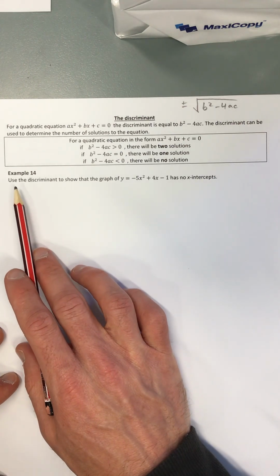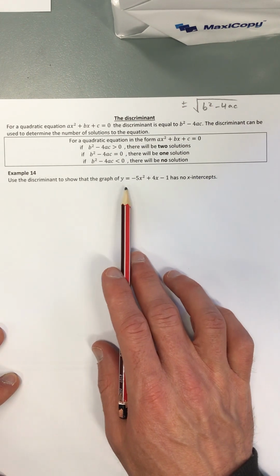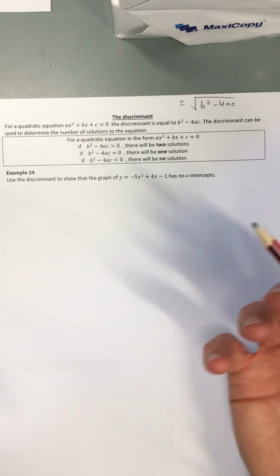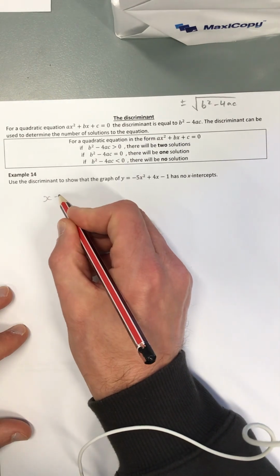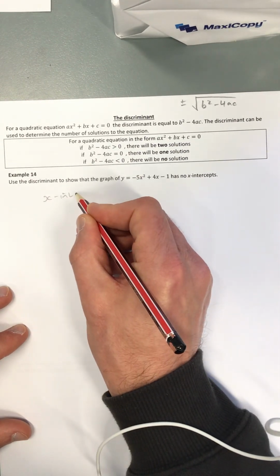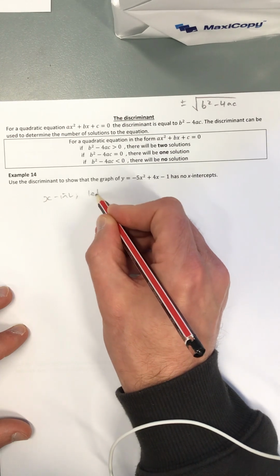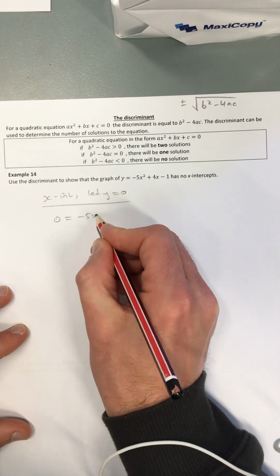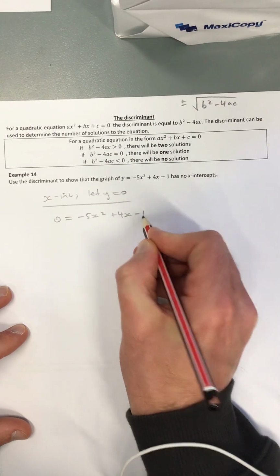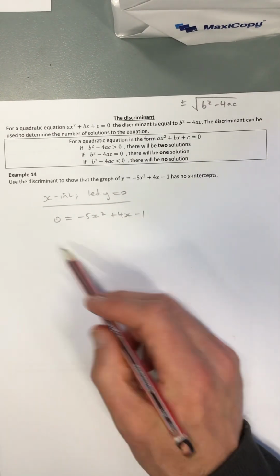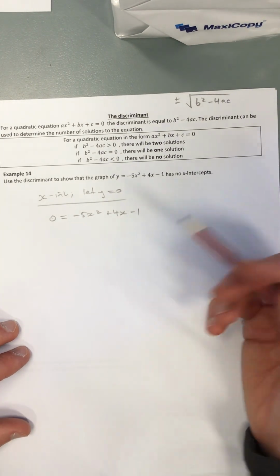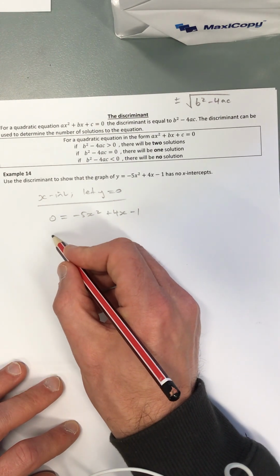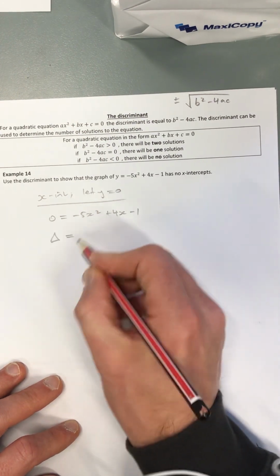Example 14 says, use the discriminant to show that the graph of y equals negative 5x squared plus 4x minus 1 has no x-intercepts. To find the x-intercepts, we let y equal 0. So we'd have 0 equals negative 5x squared plus 4x minus 1. Solving that equation will give us the x-intercepts, but we're meant to use the discriminant to show there's actually not going to be any. We often use this shorthand, this triangle, to represent the discriminant.